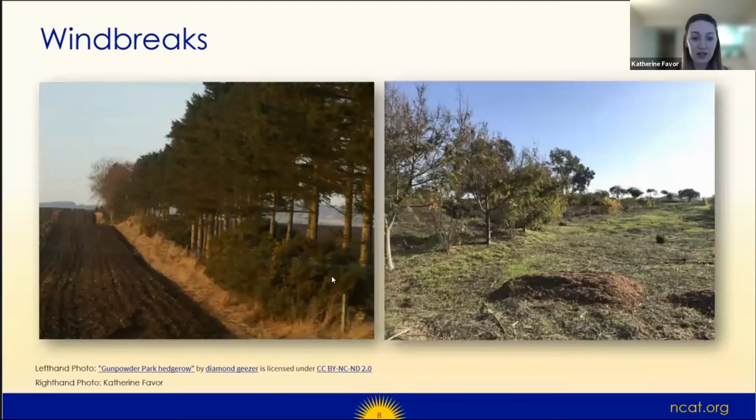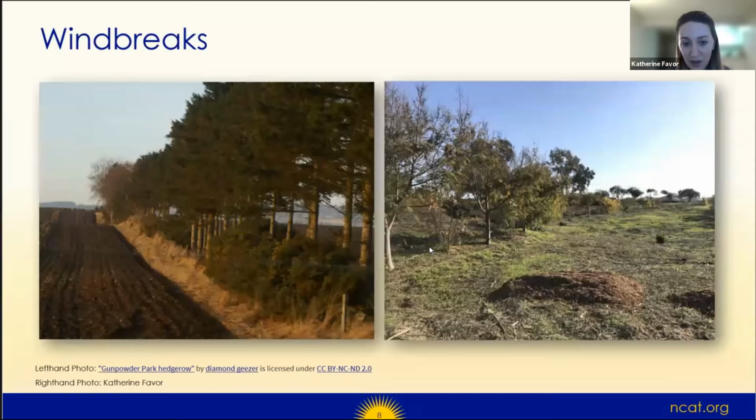So here are some pictures of windbreaks. On the left, you can see this is a double layer of trees and then shorter shrubs. So this is functioning to break up wind that comes in at high levels and at low levels. And then on the right, we've got a picture of a windbreak.